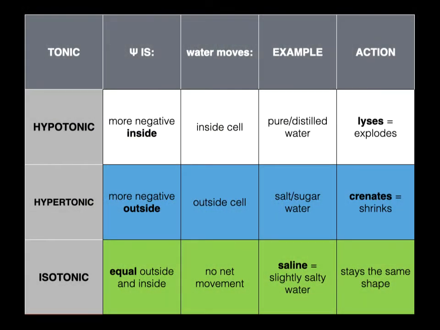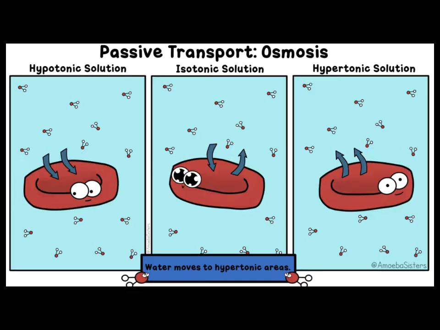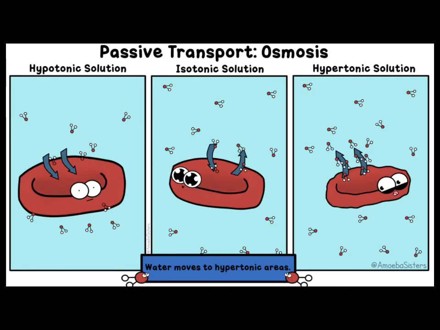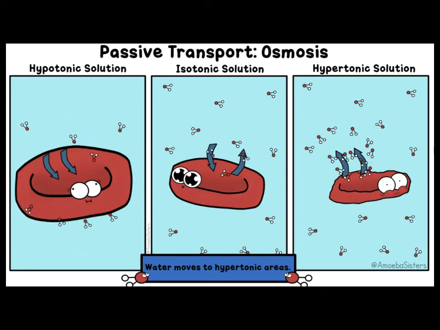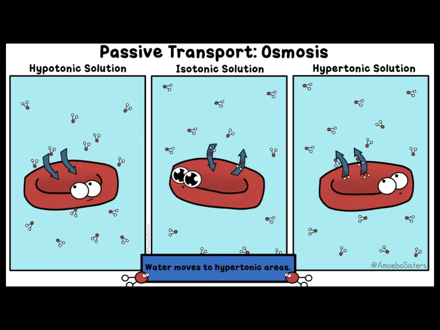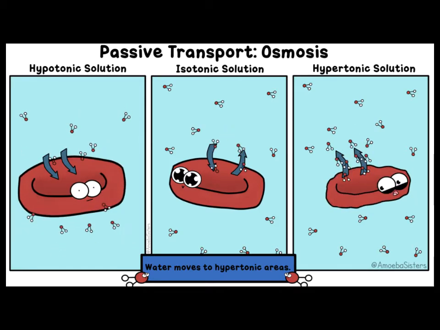Here's a table, and this will help you memorize what's going on and where water moves, and an example, and the actions, and some fancy words like lysis and crenates. The direction of osmosis is determined by the previous table, so we'll move quickly. Here is passive transport and osmosis. On the left, you're putting a red blood cell into pure water. Isotonic solution is a red blood cell in like saline water.